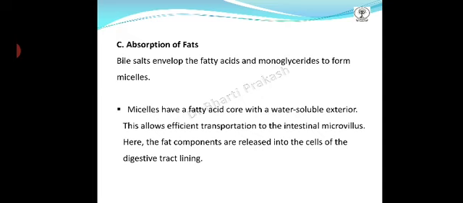Now, the absorption of fats. How will fat pass through the watery layer of the mucus that coats the absorptive lining of the digestive tract? You guessed it right. The answer is bile. Bile salts envelop the fatty acids and monoglycerides to form micelles. Micelles have a fatty acid core with a water-soluble exterior. This allows efficient transportation to the intestinal microvillus. Here, the fat components are released into the cells of the digestive tract.